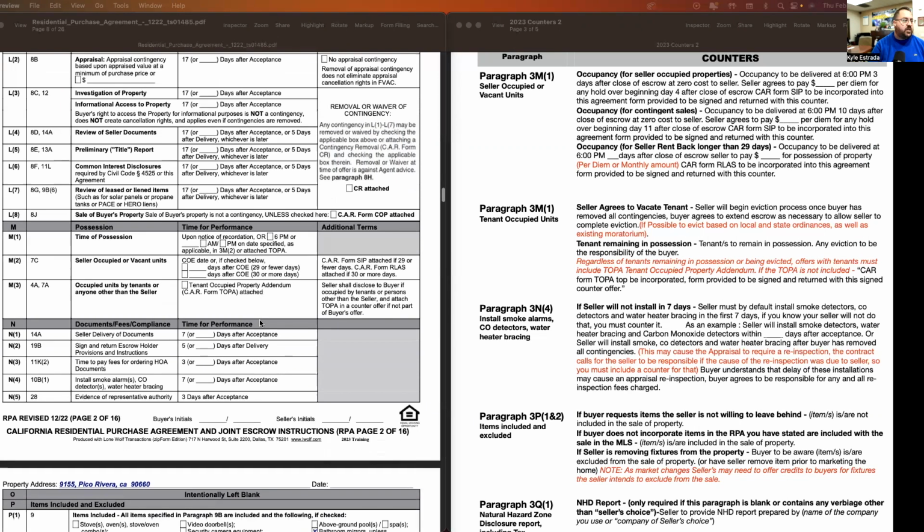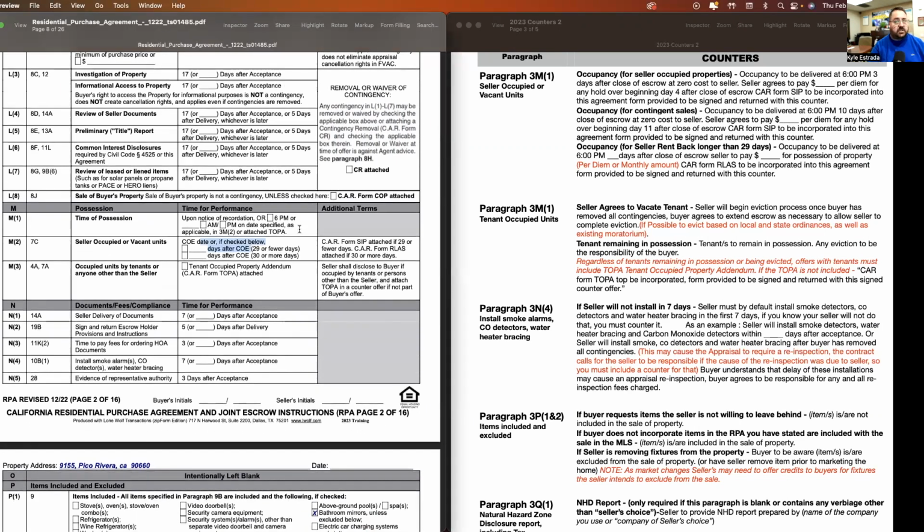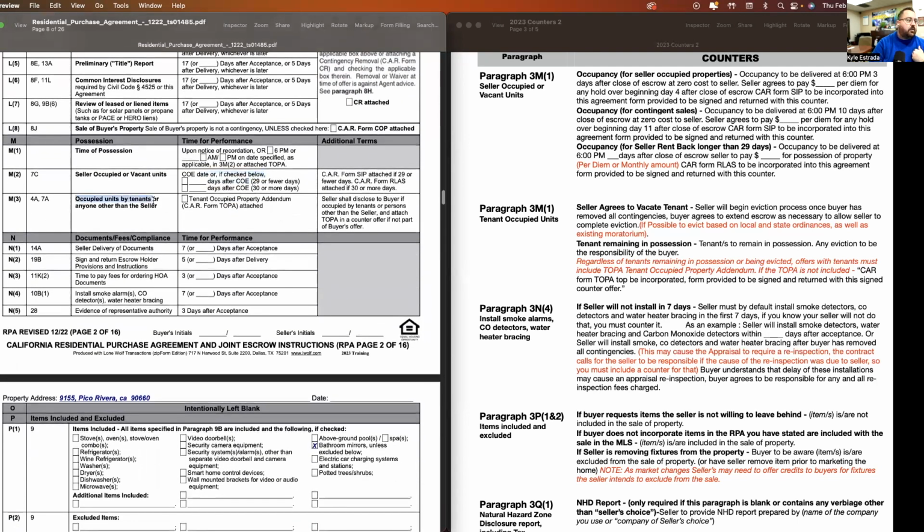So last week we finished with the seller occupied vacant units, so seller remaining in possession after the close. The occupied units by tenants or anyone other than the seller. I like that they put anyone other than the seller, because I have conversations on a regular basis with agents who tell me they have a brother, sister, aunt, uncle, cousin, nephew, or niece that lives in the property but doesn't pay rent. You have to treat those people as tenants. That's a nice bit of verbiage added there. You may not consider them tenants, but the law does, so we have to approach it the same exact way.